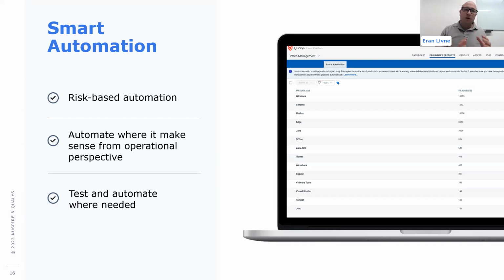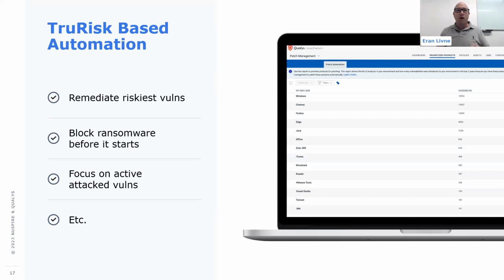We want to create smart automation that understands the specific environment, analyzes the risk, and based on the security risk on one hand and the operational risk on the other hand, takes the decision on what we can automate. The more you can automate, the better you're going to be at protecting your environment. And you saw the data that says if you're automating, you're 43% faster with your MTTR, mean time to remediate. Now, the next level of automation is risk-based automation.